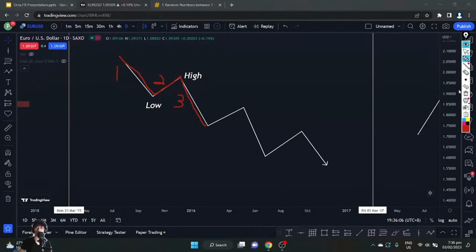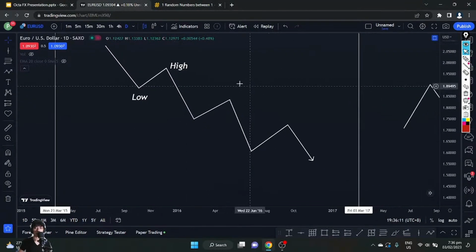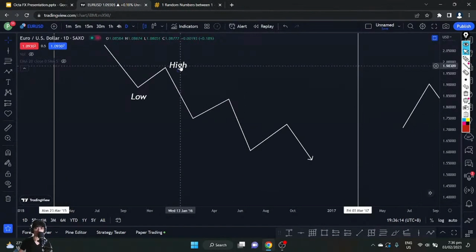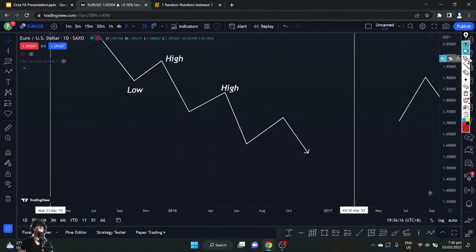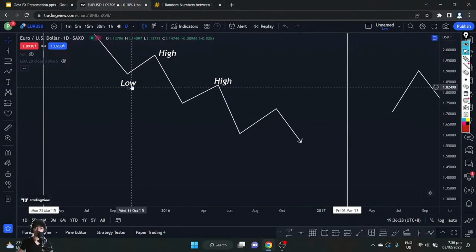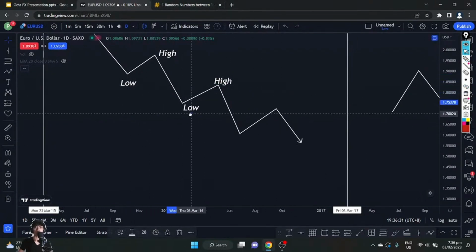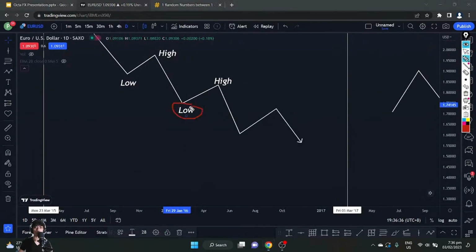Okay? So now that we know that we have a high and a low right here, then we can see that the next high, this next high is lower than our previous high. So what do you think this high will be called? And we also have a low right here, which is lower. This low is lower than our previous low. So what do you think this low will be called right now?